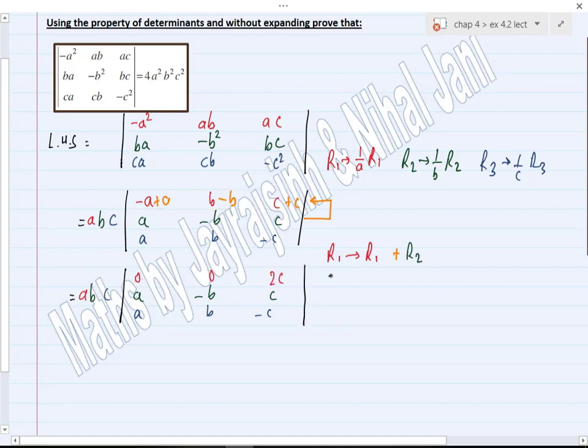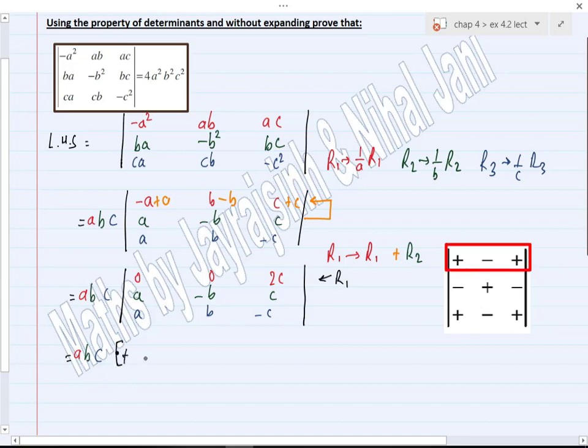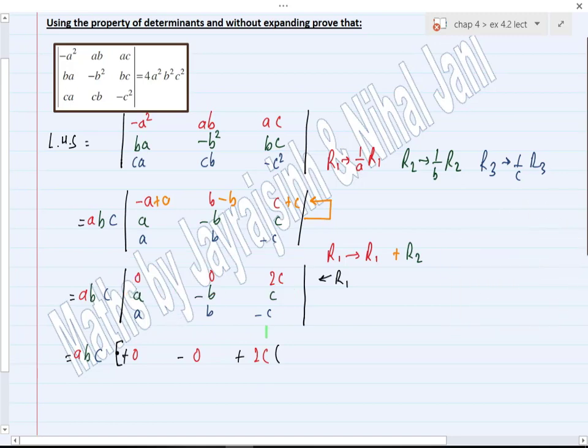So now we just have to expand with respect to the first row. This abc will be as it is. And the sign of the first row is plus, minus, plus. And their elements are 0, 0 and 2c. So we don't have to worry about the minor of these two zeros. Let's find out the minor of 2c. And for that, we have to ignore the first row and first column.